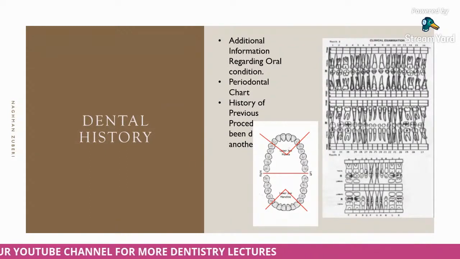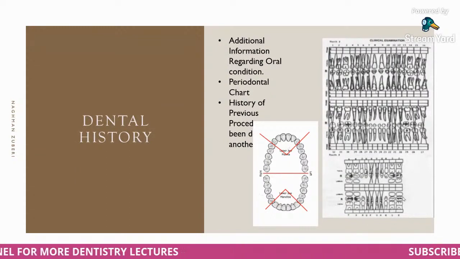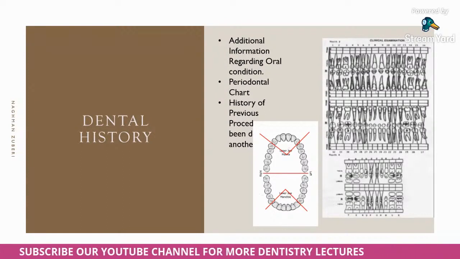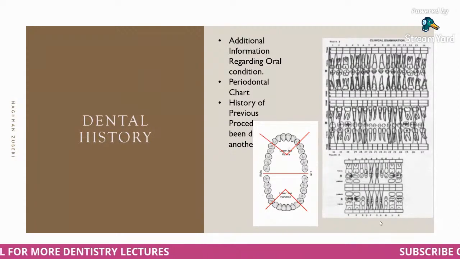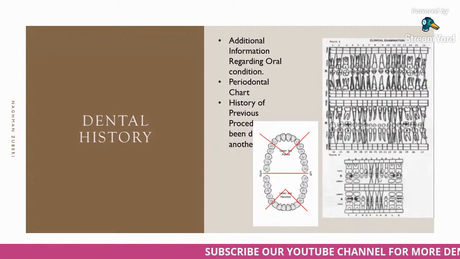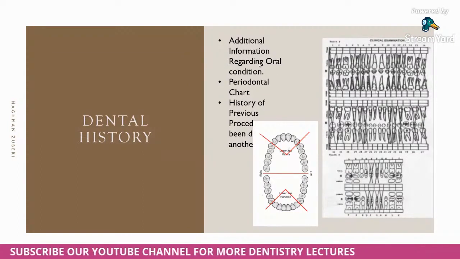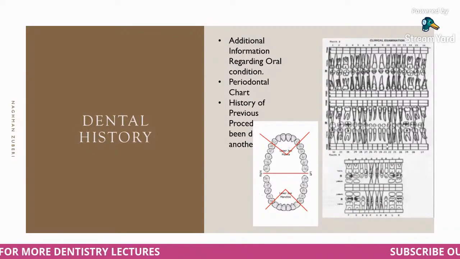Similarly, this is a pediatric chart over here. If the patient is having a mixed dentition, then you will be getting both the charts, and the information will be present about the age of the patient. So you must be knowing at what age which teeth would be present or which teeth have not yet erupted. Some additional information regarding the oral condition will also be present, such as a periodontal chart. If this type of information is present, some periodontal information would be available.